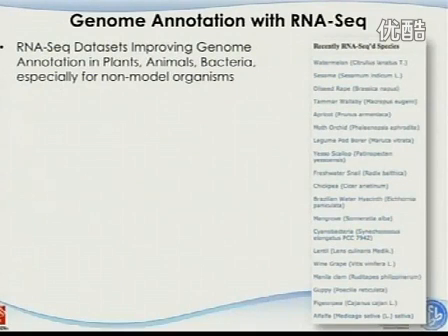And the next application for RNA sequencing is genome annotation with RNA sequencing data. The RNA-seq data sets improve the genome annotation in plants, animals, bacteria, especially for non-model organisms. And you probably can't see this list from the back. Let me read it to you. I cannot really read it because some of the words are not really English.